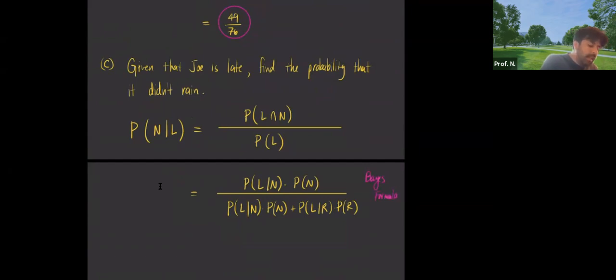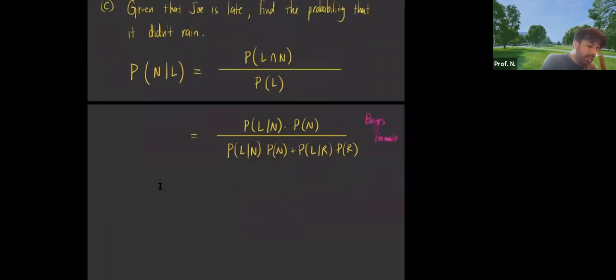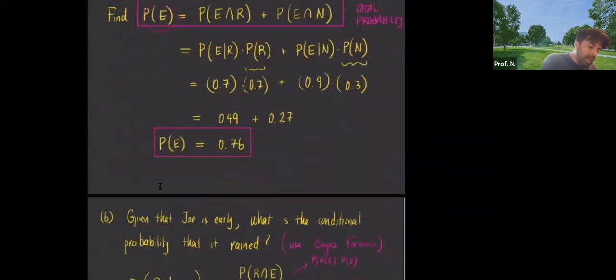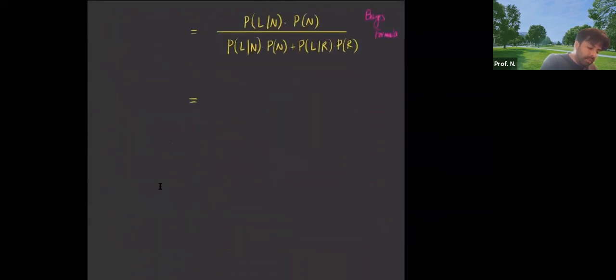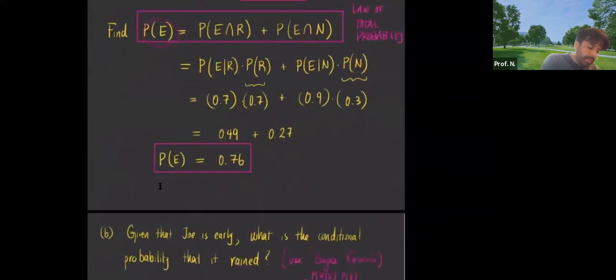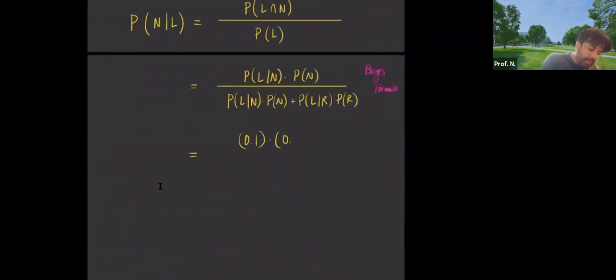So I know that he came late. I just want to figure out if it rained or not. So that's what this means here. So I have all this information, don't I? I have the probability that he's late given that it doesn't rain. I got 0.1. The probability that it doesn't rain is what? 0.3. So just be mindful of the decimals again, probabilities.